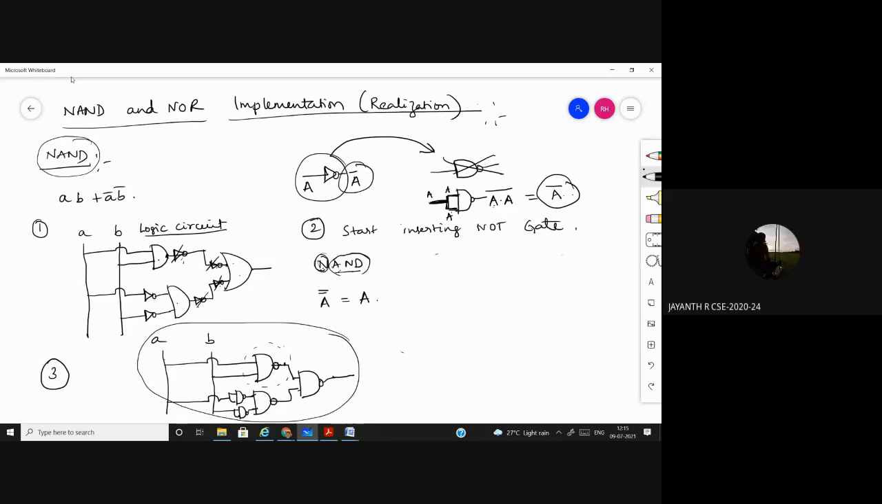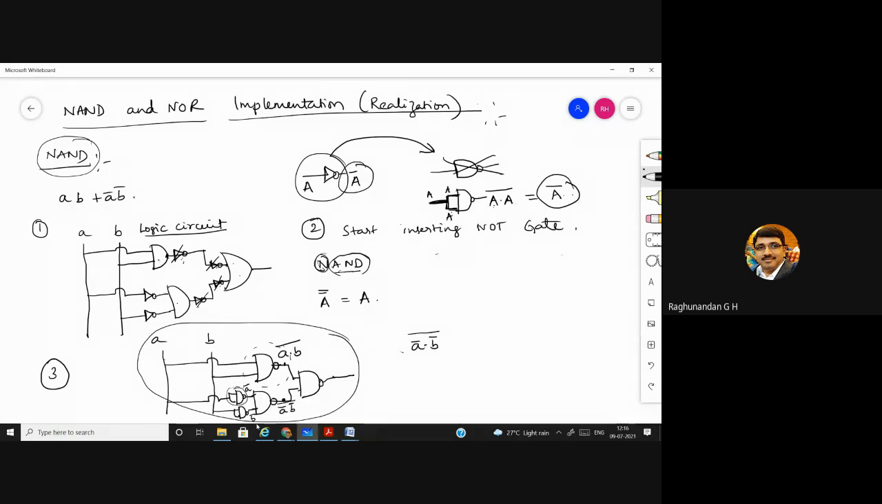A bar into B bar, AB whole bar. AB whole bar will be the input. Now to this, what is the output of this NAND gate? A bar. The other one, B bar. Now tell me what you will get at this point. A bar, B bar, whole bar. Right? This is what we get here.